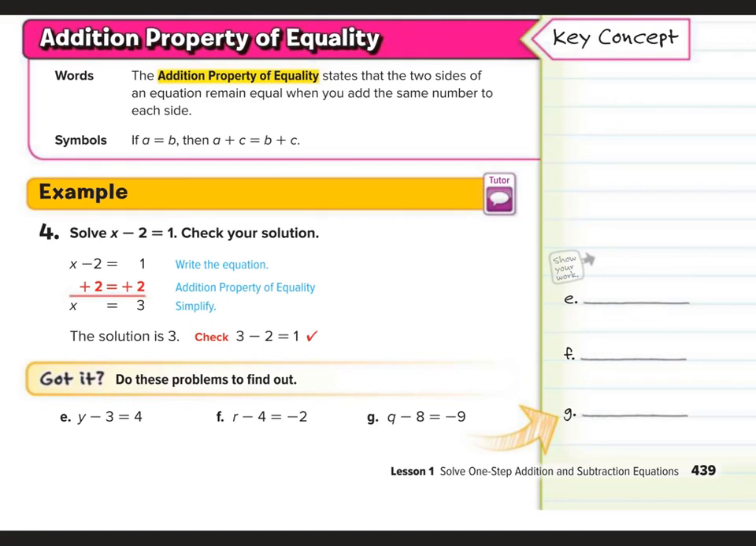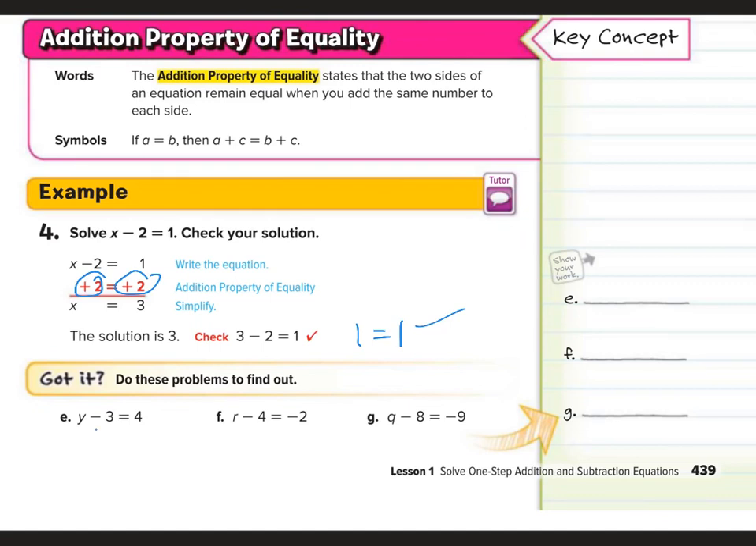It says solve x minus 2 equals 1. So if you add 2 to both sides, then you're left with x equals 3, and then they substituted in 3 for x. 3 minus 2 is 1. 1 equals 1. Check. Now try E, F, and G on your own.